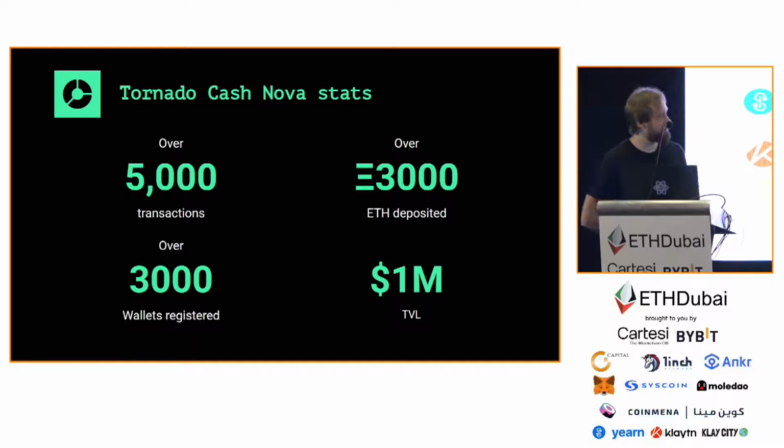So the Tornado Cash Nova was rolled out to mainnet a few months ago. It still has a limit of 1 Ether per deposit. We want to avoid, in case a bug is found, people losing funds. So it's still in beta mode, but so far no bugs were found. And it has over 3,000 Ether deposited, considering there is a limit. That is pretty good usage stats, 1 million TVL and plenty of transactions.